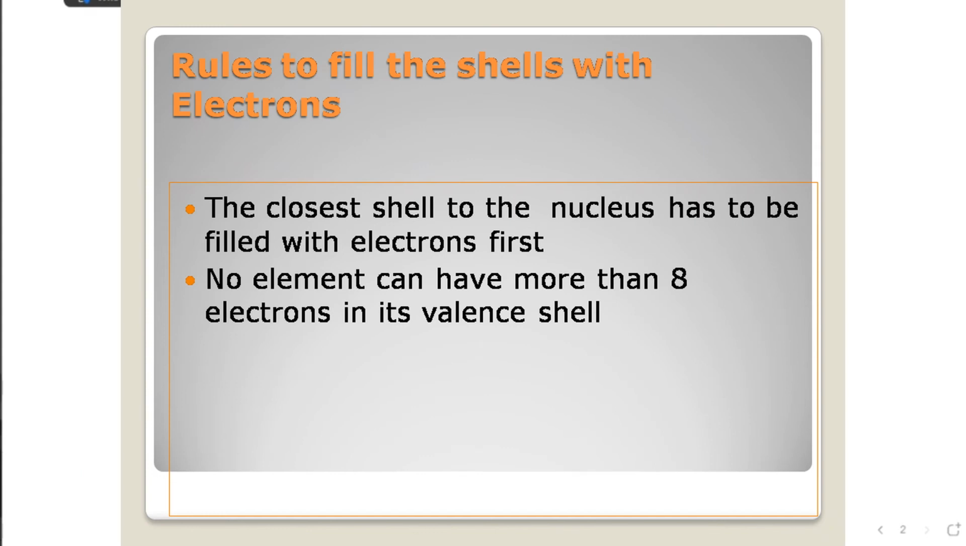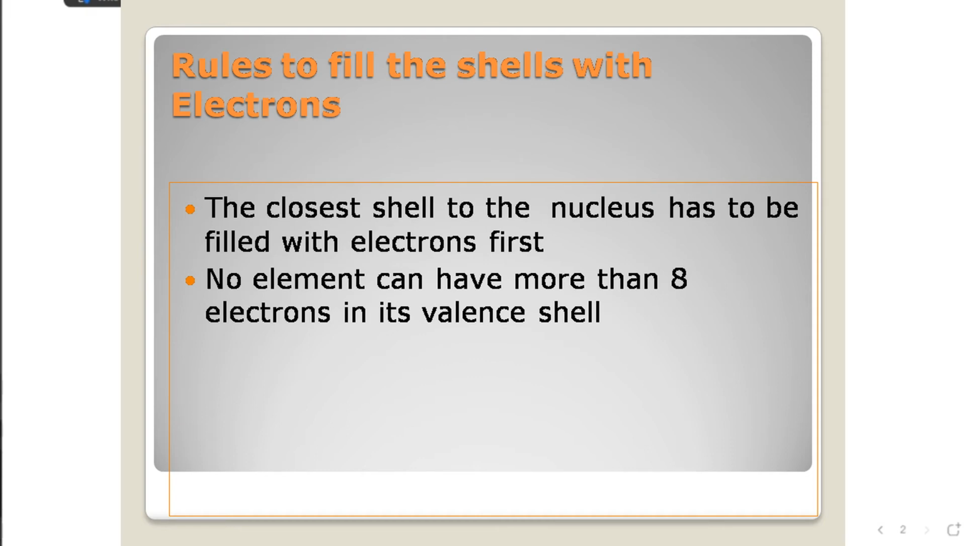Let us see the rules to distribute the electrons into the shells. The first one, the closest shell will be filled with electrons first. And the second one, no element can have more than 8 electrons in its valence shell. That means no element can have more than 8 electrons in its outermost shell.